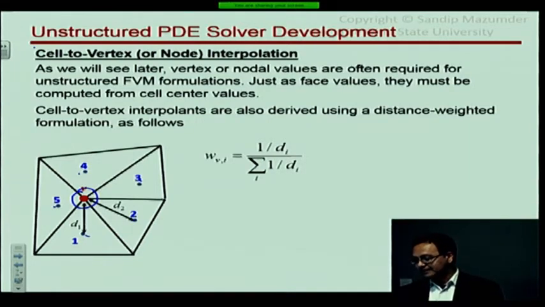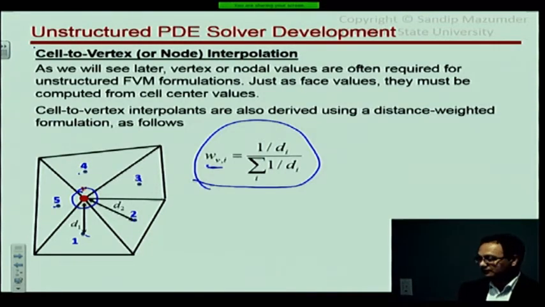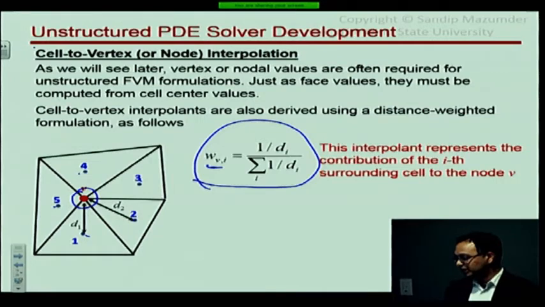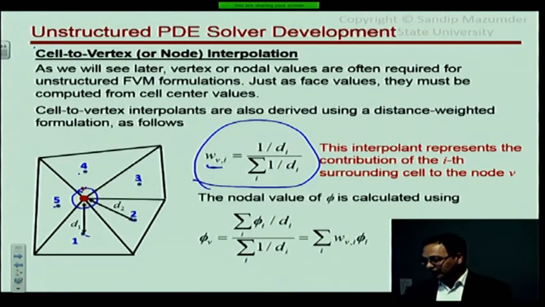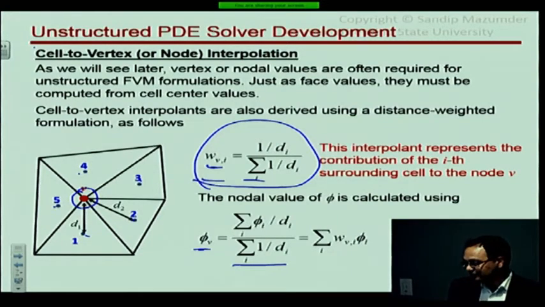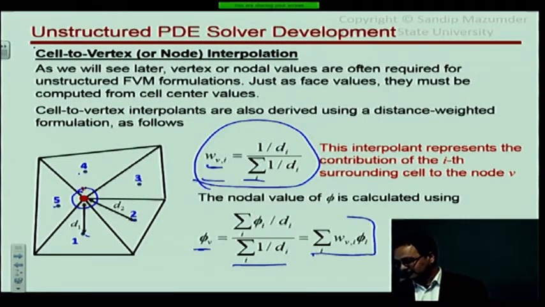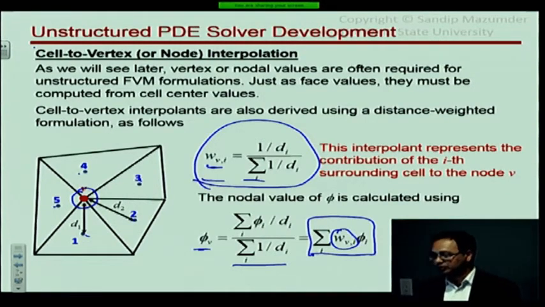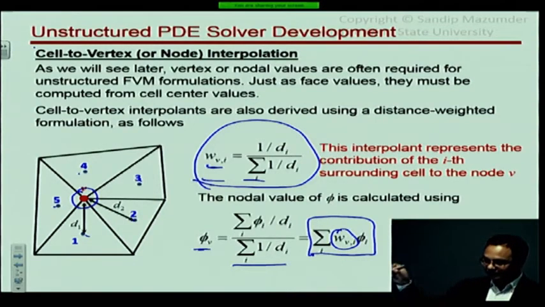So we need to calculate these nodal or vertex values from the cell center values. And the same thing is used here. We develop what's called a weight function for the vertices. Same formula, inverse distance weighted. And once you have that, to calculate the vertex value, you do phi I divided by di, summed over all the surrounding cells, divided by the sum of the inverse distances, and that becomes basically this weight. So once you have calculated and stored that, all you do is multiply that by the phi I of each surrounding cell and add it up.